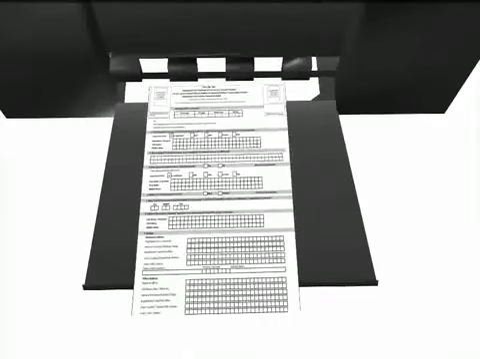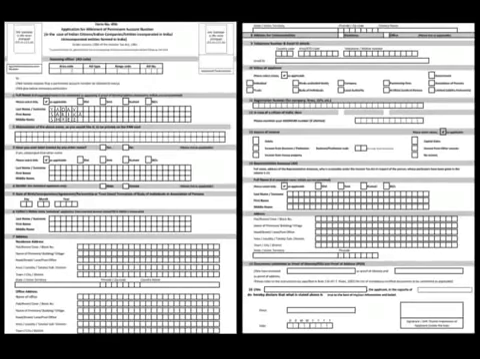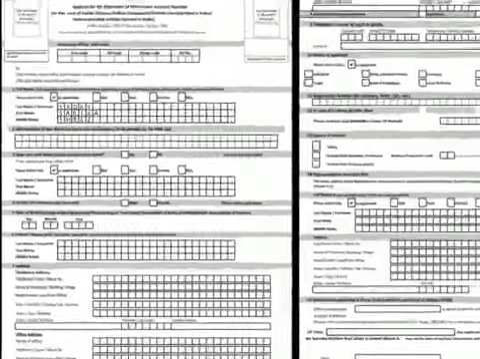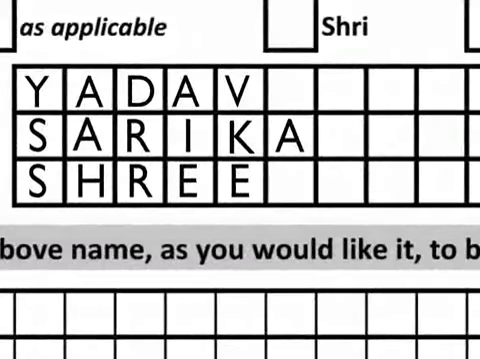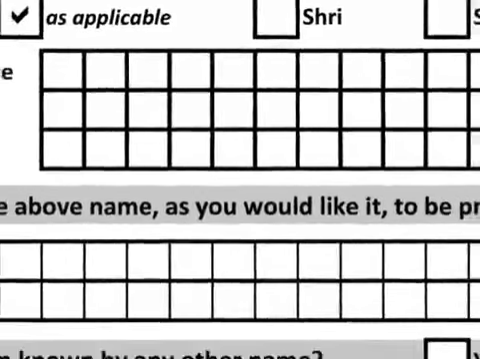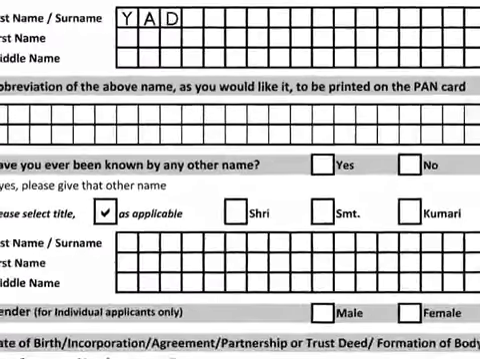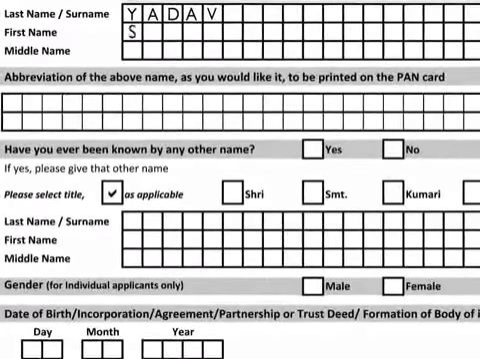Next step is to fill the form. The form is to be filled legibly in block letters in English only. It is preferable to use a pen with black ink to fill the form. In each box, fill only one character, that is, alphabet, number or a punctuation sign. A blank box must be left after each word.